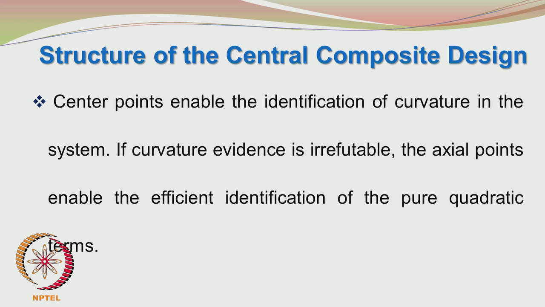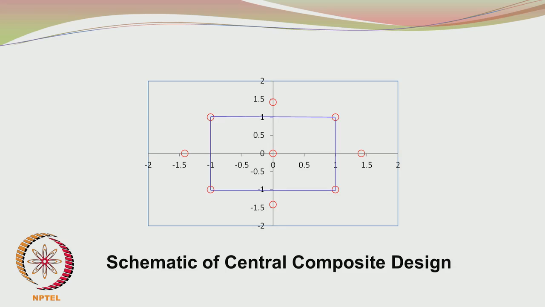So, the center points enable the identification of curvature in the system. If curvature evidence is irrefutable from a t-test or a suitable test, the axial points enable the efficient identification of the pure quadratic terms. So, each point in the central composite design has its own significance. So, what is the central composite design when looking at it pictorially? You have a central composite design shown here for 2 factors.